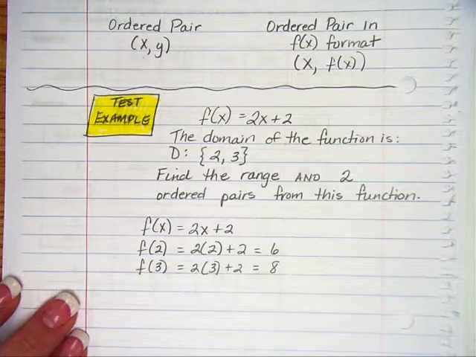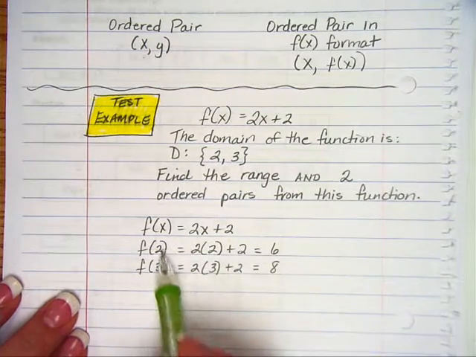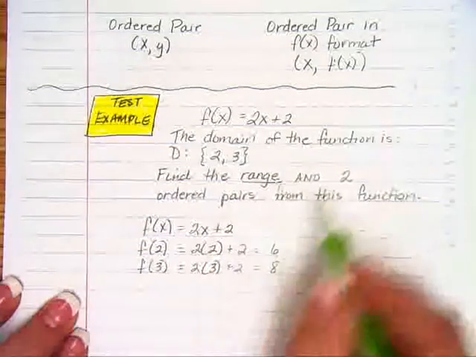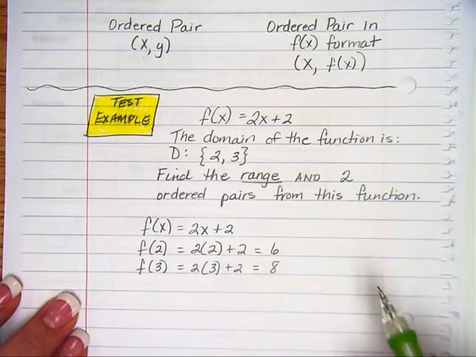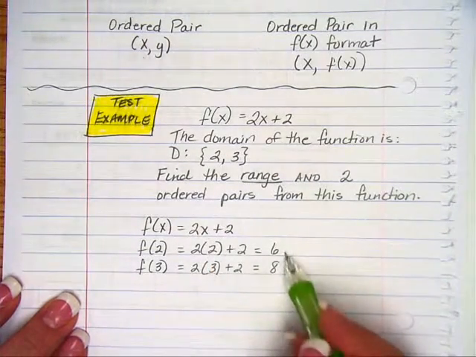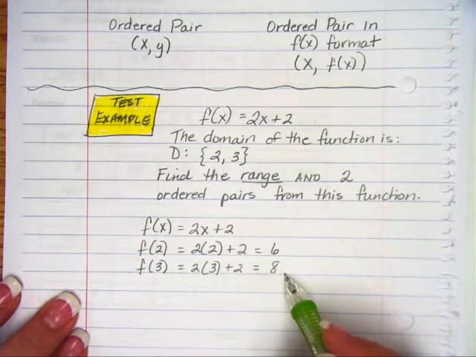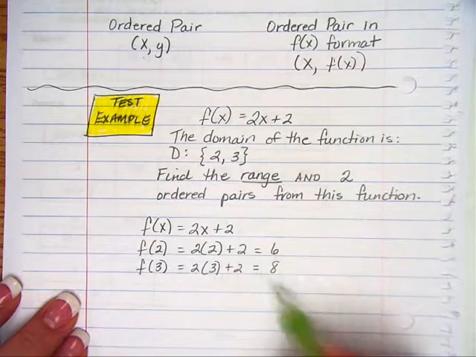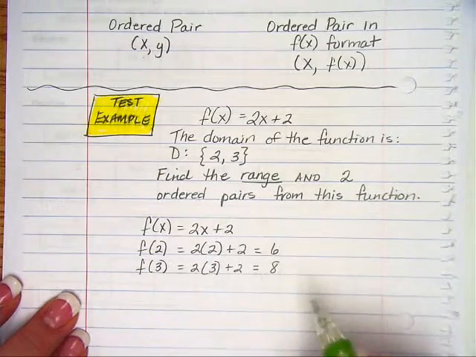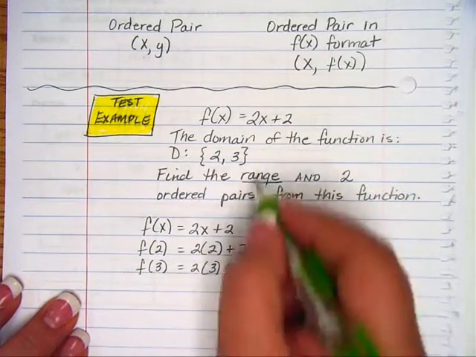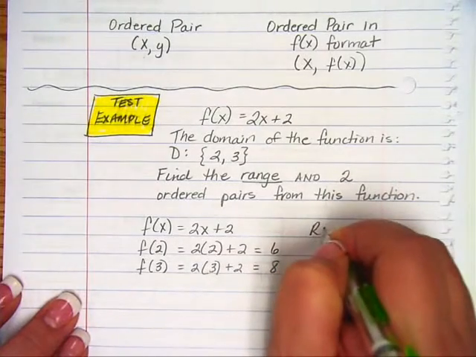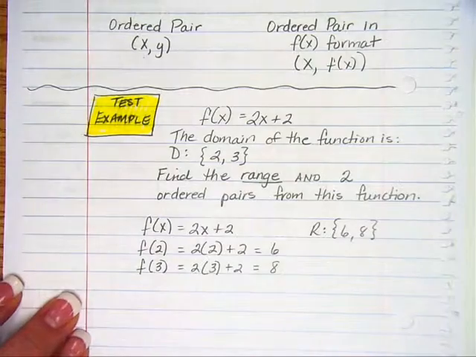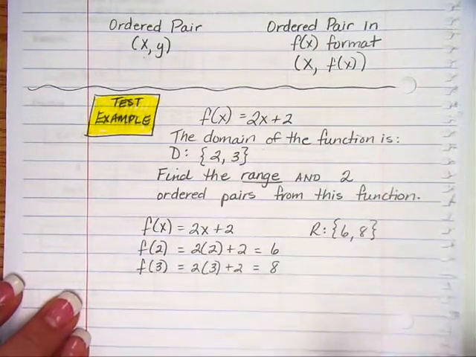I'm almost done. I have my domain, and I'm looking for my range, so what is this that popped out over here? What are these numbers? If these are my domains, what is this that's over here? The range. It's the output, right? So I'm answering the first part of the question. My range is 6 and 8. Imagine that.